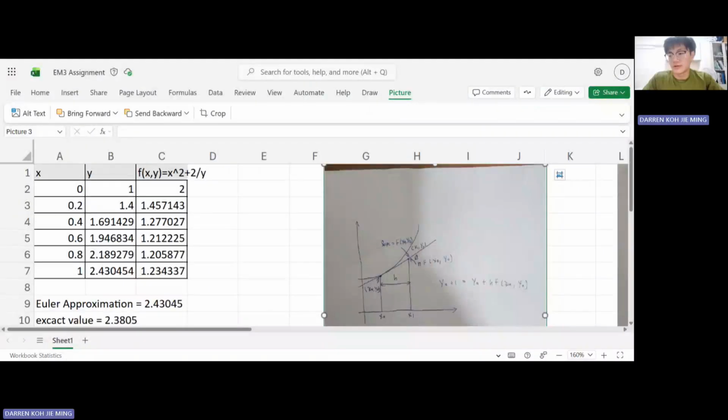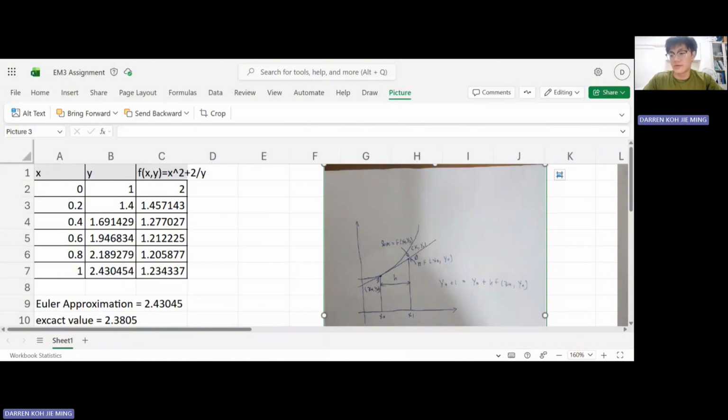This diagram illustrates how Euler's method approximates the solution of a differential equation. We begin with the initial point (x0, y0), which is given by the initial condition of the problem. At this point, the differential equation provides the gradient or slope of the curve. In general, this gradient is represented by f(x0, y0). Using this gradient, we draw the tangent line at the initial point.